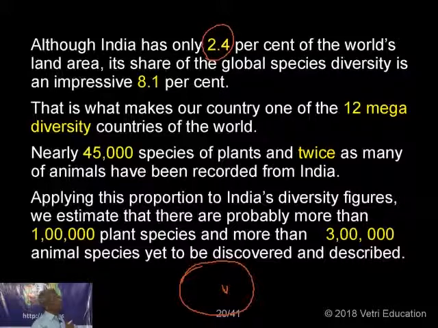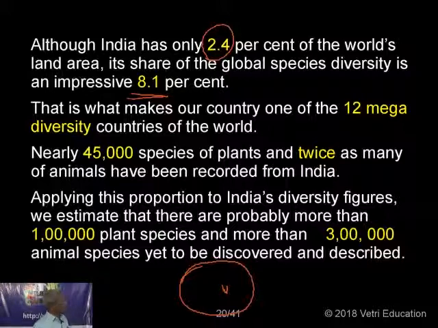See, with 2.5% of the world land area, it shares 8.1% of the global species diversity. Very nice. See, in 2.4% of the land area, we have 8.1% of the diversity. That shows the richness of our country. That's what makes our country one of the 12 mega diversity countries of the world.